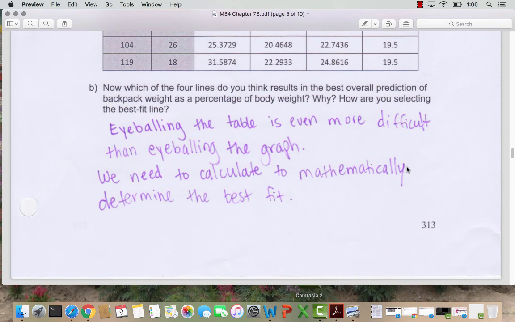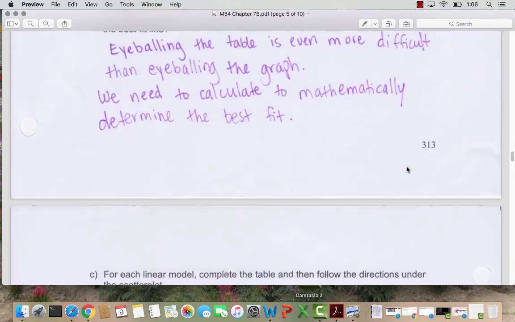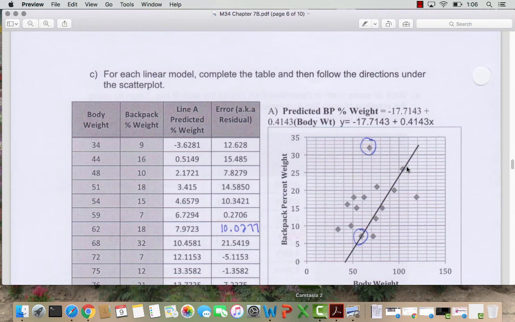So now, eyeballing the table, what do you think could be the best predicting line? Eyeballing the table, I'd say, is even more difficult than eyeballing the graph. So we need to do some mathematical calculations to really determine which of these lines is the best fit. So we're going to use the residual, or the error, to help make our decision. We want the line with the least amount of error overall.